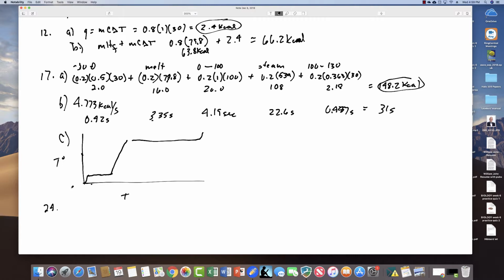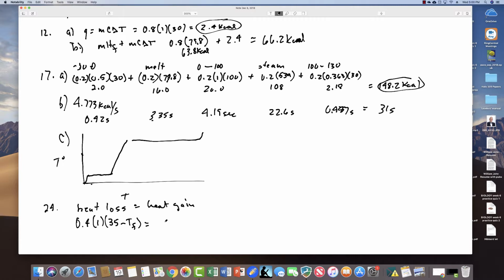A 0.05 kilogram ice cube at minus 30 degrees is placed in 0.4 kilograms of water at 35 degrees. What is the final temperature? In order to do these final temperatures, you have to look at heat loss by the water is equal to the heat gained by the ice. So the heat loss by the water is going to be 0.4 times 1 for the specific heat times the change in temperature. And that's going to be 35 degrees minus whatever the final temperature is.